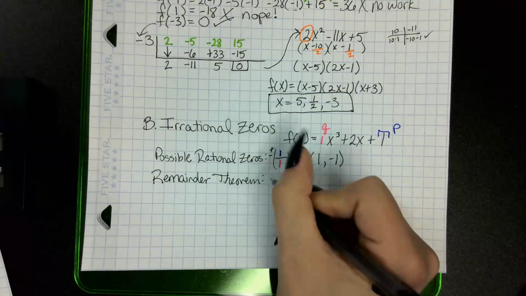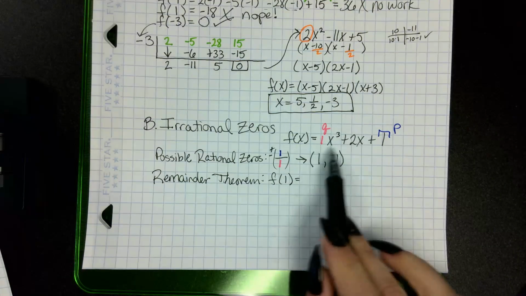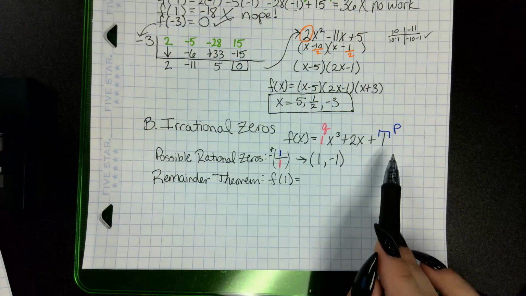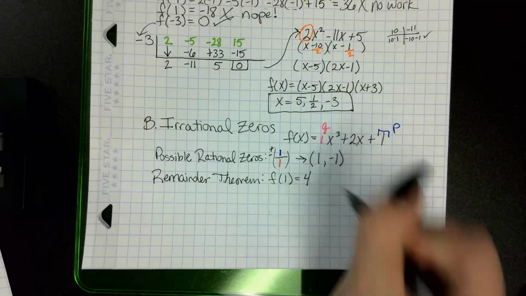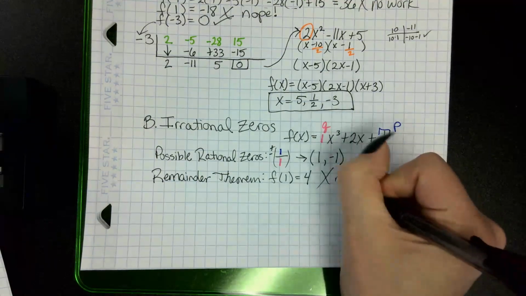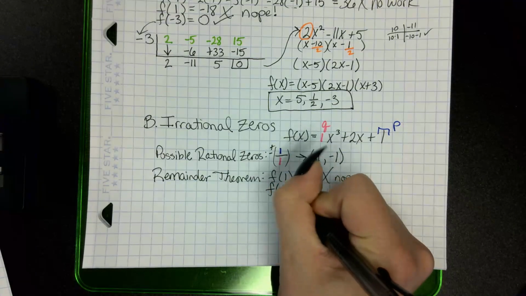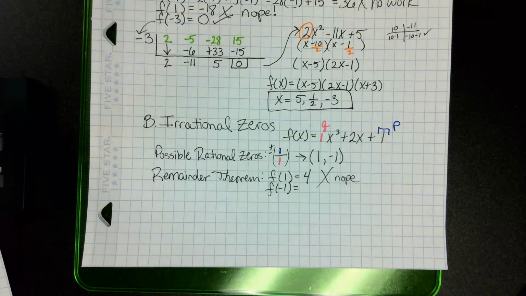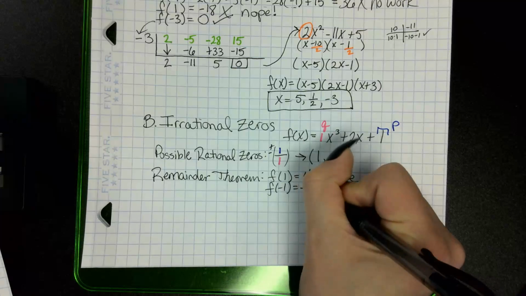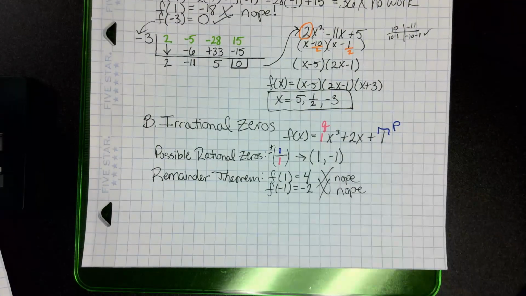So f of 1. I take 1, plug it into my function. f of 1 is 4. So that did not work. Then I'll try f of negative 1. Plug in negative 1, and it gives me negative 2. Did not work. So neither one of my possible rational zeros worked.